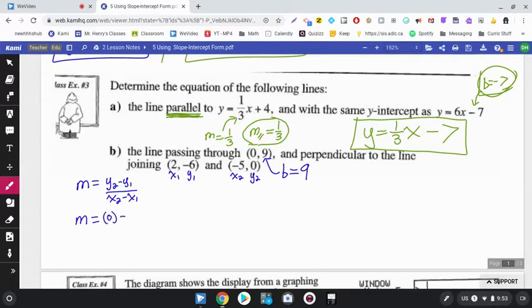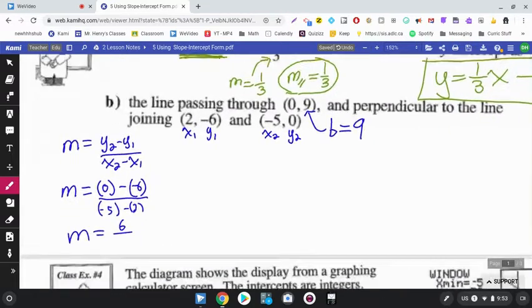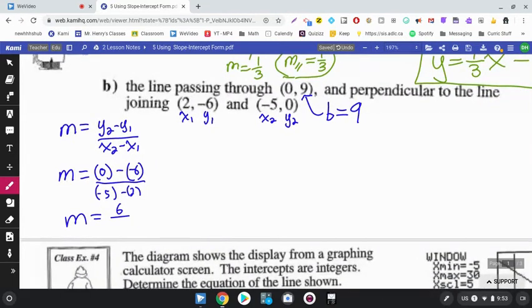0 minus -6 over -5 minus 2. Your slope equals 0 minus -6 would be +6. And -5 minus 2, -7. Okay. So slope, -6/7, right? A positive divided by a negative is a negative. Well, I didn't actually want, okay, that slope. I want a slope perpendicular to it.